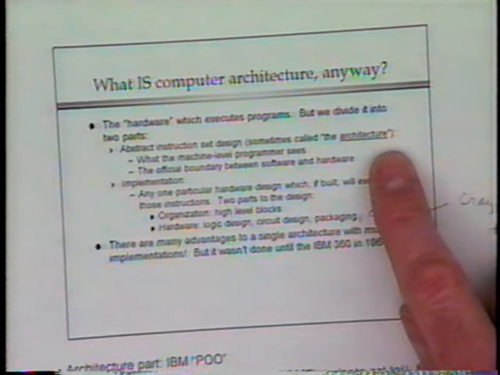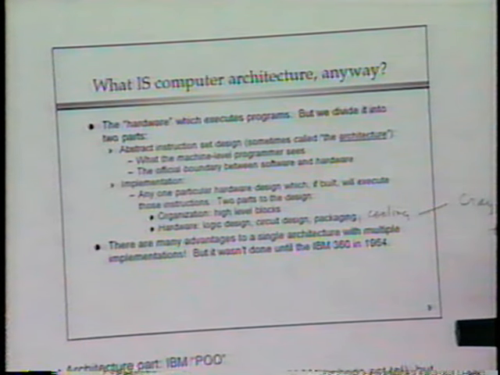Okay, let's talk a little bit about what computer architecture is and what this thing is that we're going to be spending our time on. Generally speaking, computer architecture is just the hardware that executes programs, but it's convenient to break it apart into 2 different parts. One is an abstract design of an instruction set, and some people call only this part the architecture. That's the part of the design of the computer that the machine language programmer sees.